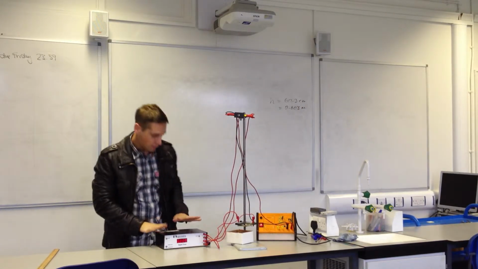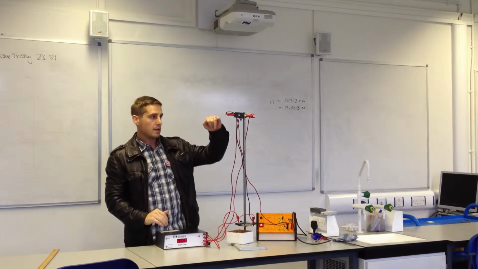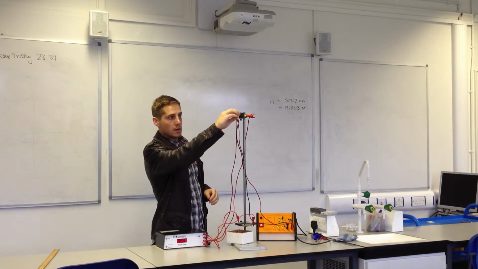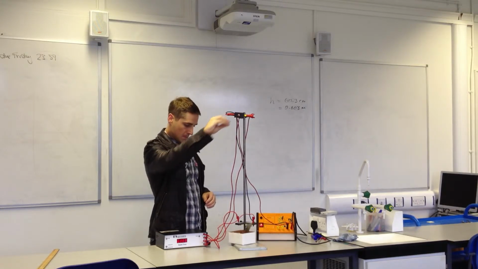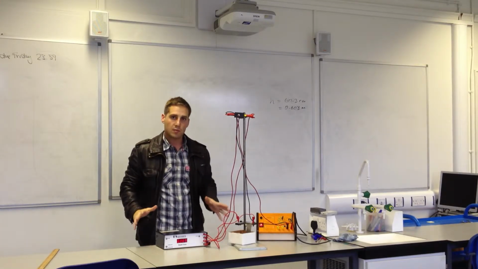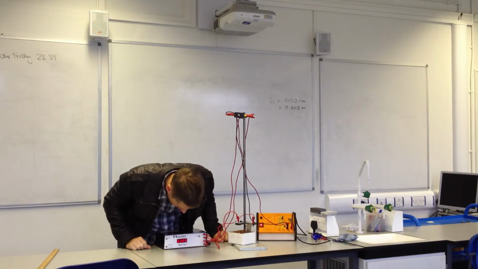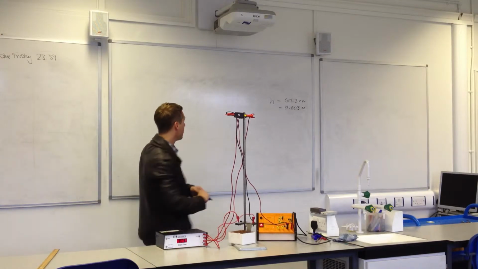I'm going to make sure the timer is reset, and I'm going to now switch the electromagnet off so I can get a measurement for the time. I'm only going to do this one. Ordinarily, to be more accurate, we would repeat. So that's 0.365 seconds.